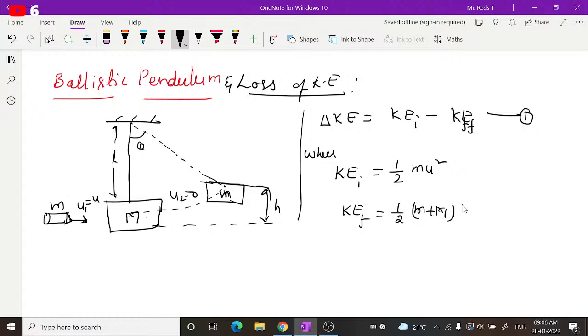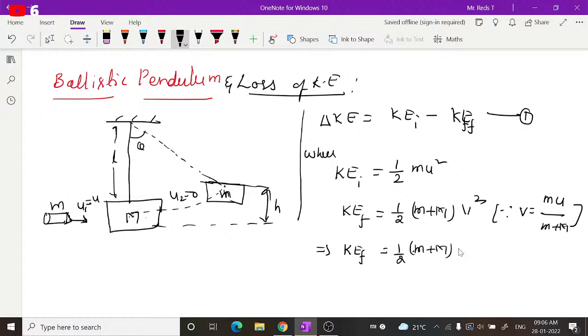where the common velocity, you can write directly by using the law of conservation of momentum: m1 u1 plus m2 u2 is equal to m1 v1 plus m2 v2. We get v equal to m u, plus the initial momentum of the block which was zero, divided by the total mass m plus capital M. Substituting this, you will get KEf, the final kinetic energy. This implies KEf is equal to half into m plus capital M into v square.